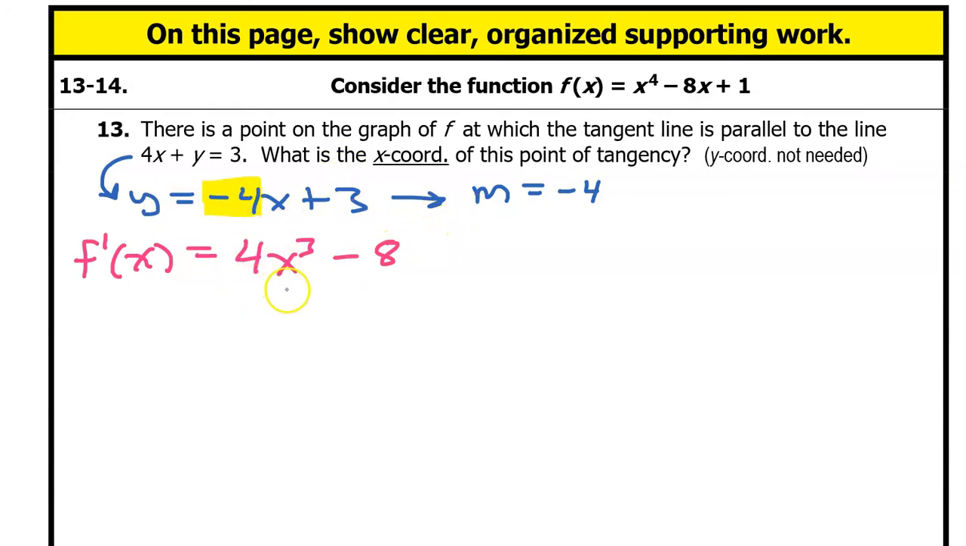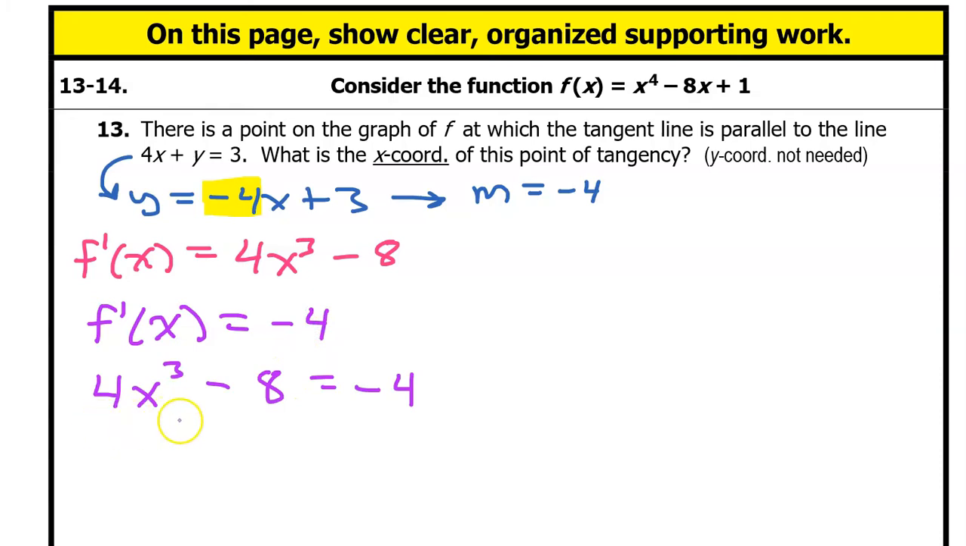In other words, at the point of tangency, the slope should equal negative 4. So let's go ahead and say that f prime at the point of tangency should equal negative 4. That gives us this equation. If we solve this for x, we will have the x-coordinate of the point of tangency.